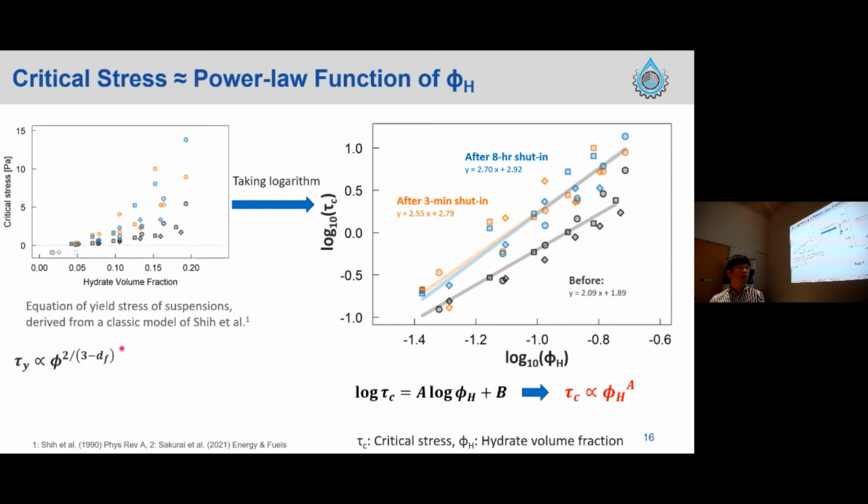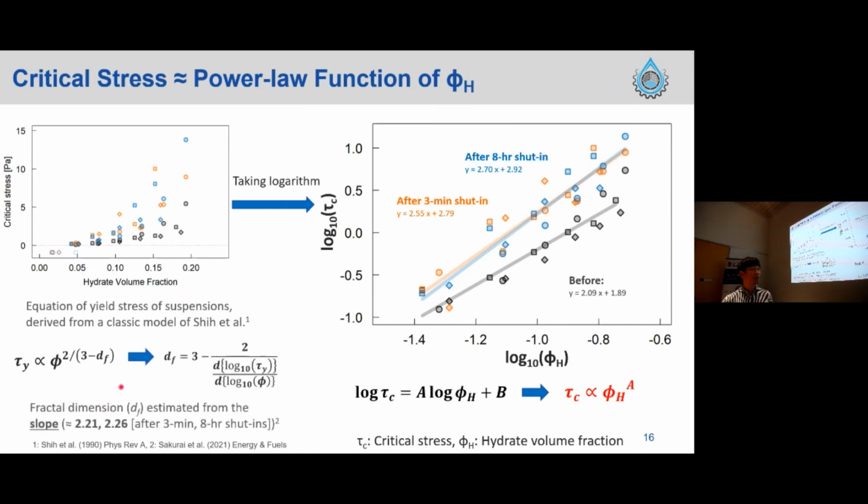And dF in this equation is a fractal dimension, which represents how porous the network structure is. In addition, this equation can be mathematically transformed like this. This equation suggests that the fractal dimension may be estimated from the slopes of the fitting lines in our data. In our data, the fractal dimension was 2.21 and 2.26 with respect to the critical stress after 3-minute shutting and after 8-hour shutting.